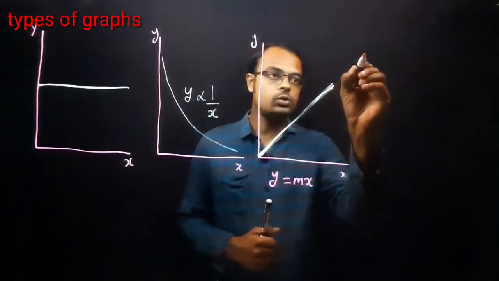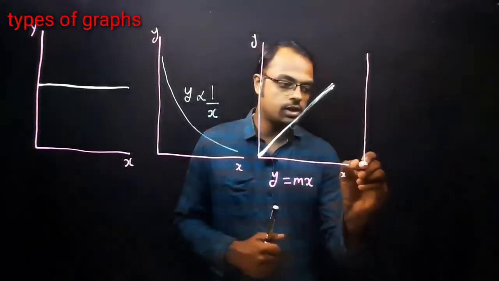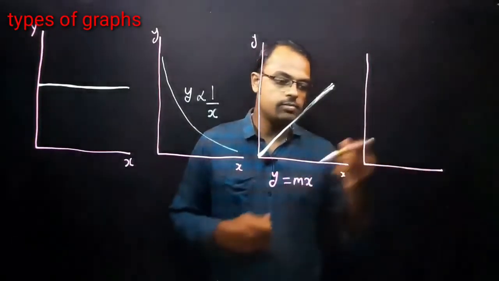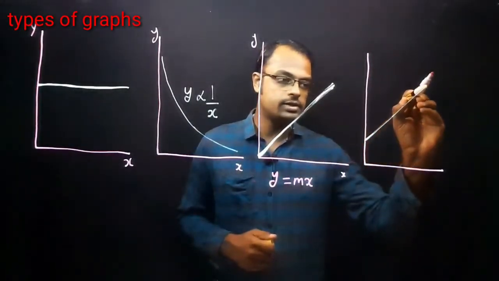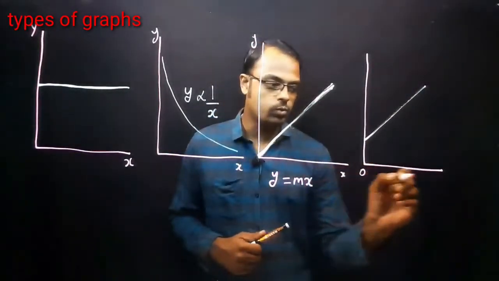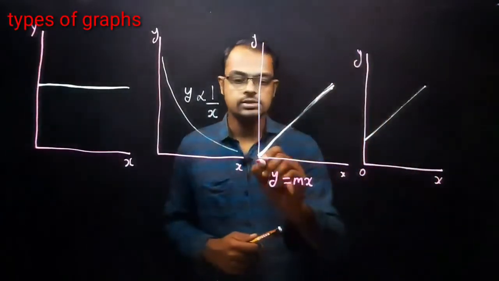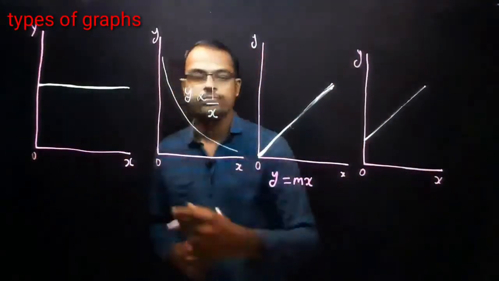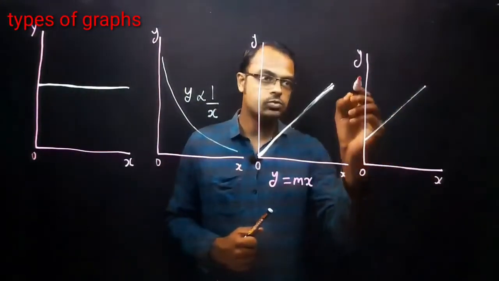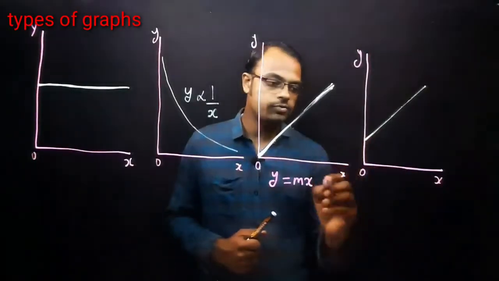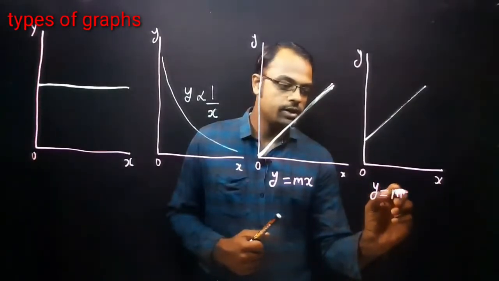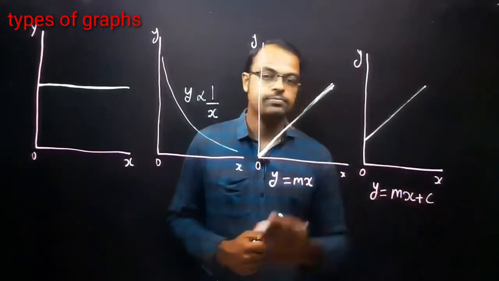In the same way, if you draw one more graph, it is a straight line graph, but it is not starting from the origin. This is the origin O, with the x-axis and y-axis. This graph is also a straight line. What is the relation here? x increases, y also increases. But here it is not starting from the origin. So the general equation for this type of graph is y = mx + c.